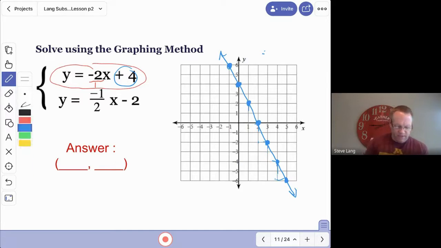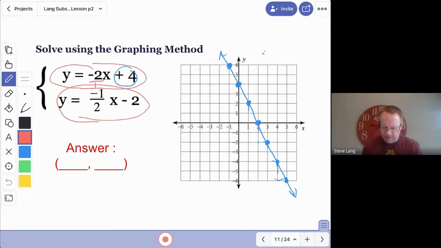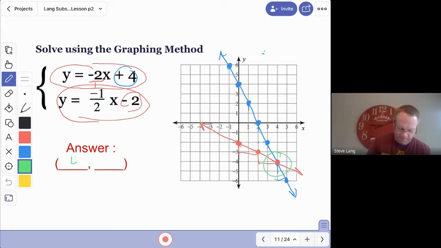And then for the second one, it's already set up perfectly to graph, so I go down 2 on the y-axis because of this. And then I go down 1 over 2, and then down 1 over 2. Bam, I hit the graph. And so that's my solution, is this point right here, which would be what, 4, -4. Okay.